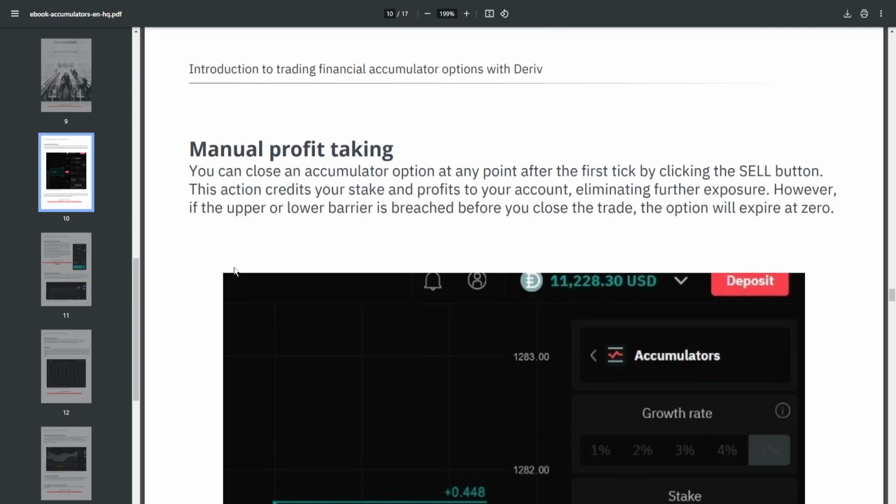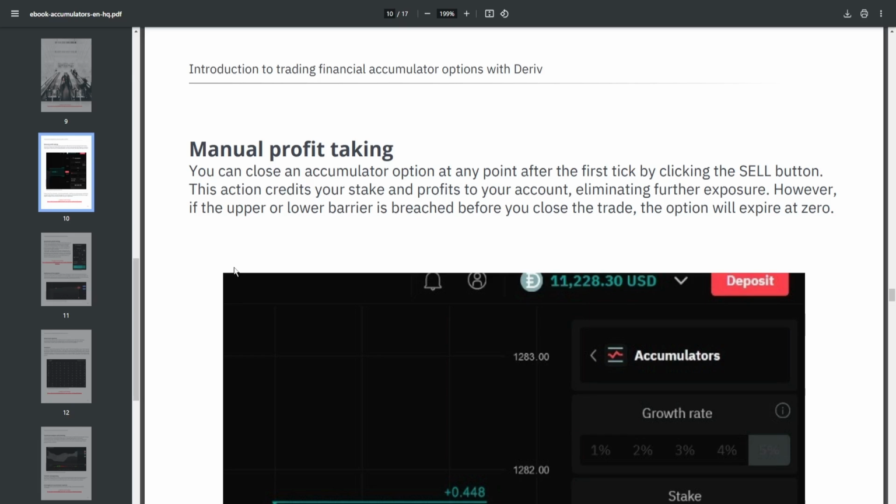So immediately you press sell, your profits will be deposited into your account, or your profits will reflect on your balance, okay? And will also eliminate any further exposure to the market, okay? So once you press sell, you are out of the market and you will not be exposed to any condition in the market, all right?